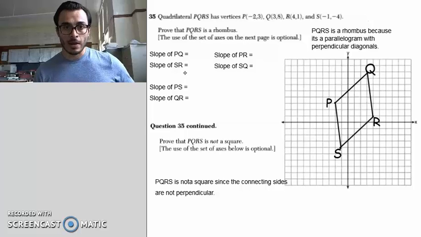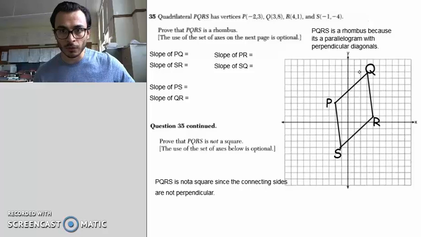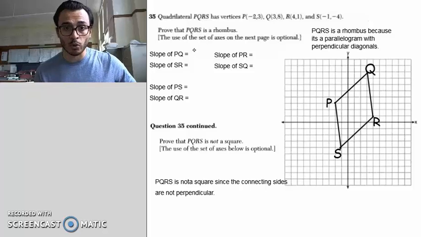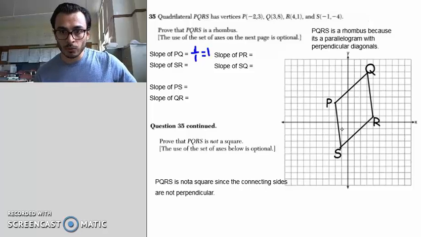So for me, it's easier to just find the slopes of the four sides and the slopes of the diagonals and work off of that. So that's what I'm going to do. I'm going to go ahead and find the slope of PQ. It goes up 1, 2, 3, 4, 5 over 1, 2, 3, 4, 5. So the slope of PQ is actually 1 over 1, or just 1. The slope of SR, 1, 2, 3, 4, 5 over 5, it's the same thing. It's 1 over 1, or just 1.